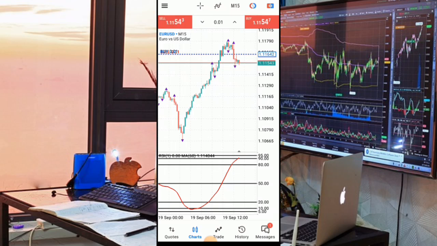So on fractals, this is what we are going to do. You are going to change the time frame. So right now let's change the time frame to a weekly time frame.